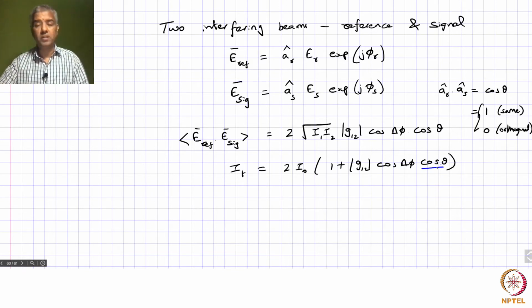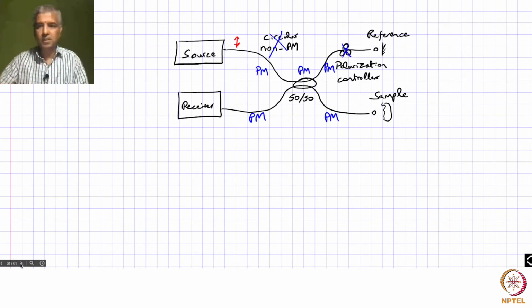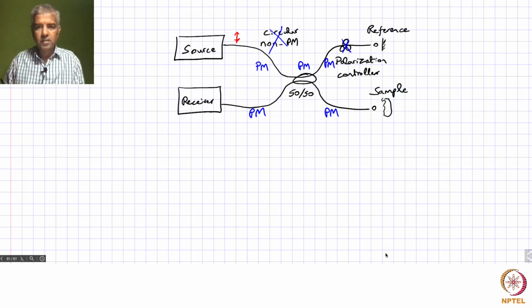and then you don't have this issue with respect to different polarization. But what does it mean to have a polarization maintaining fiber? So let's look at that. So the question is, what is polarization maintaining fiber?